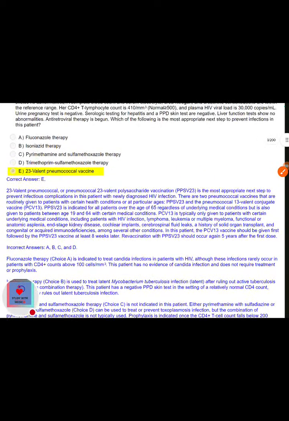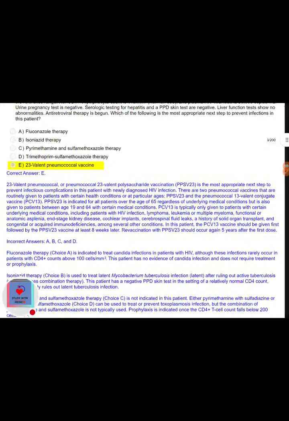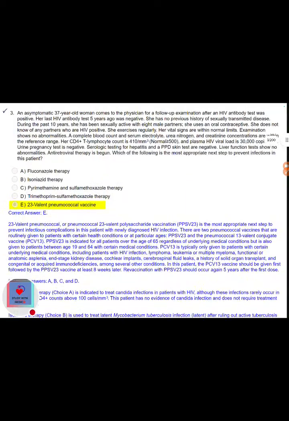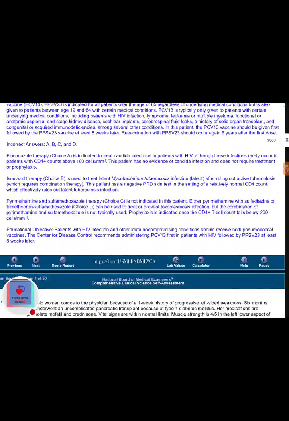So incorrect options are A, B, C, and D. Fluconazole, isoniazid, pyrimethamine-sulfamethoxazole, and trimethoprim-sulfamethoxazole therapy is not required. Fluconazole therapy is indicated to treat Candida infection. Azole is an antifungal. It is indicated to treat Candida infection because it occurs in immunocompromised patients, so to treat Candida infections in patients with HIV infection.